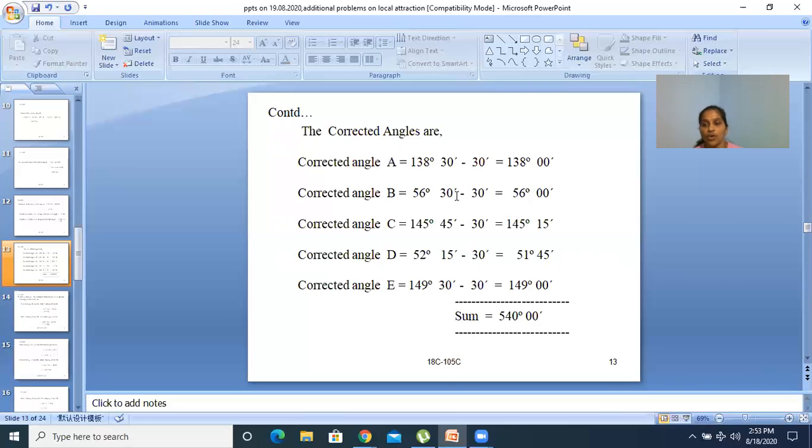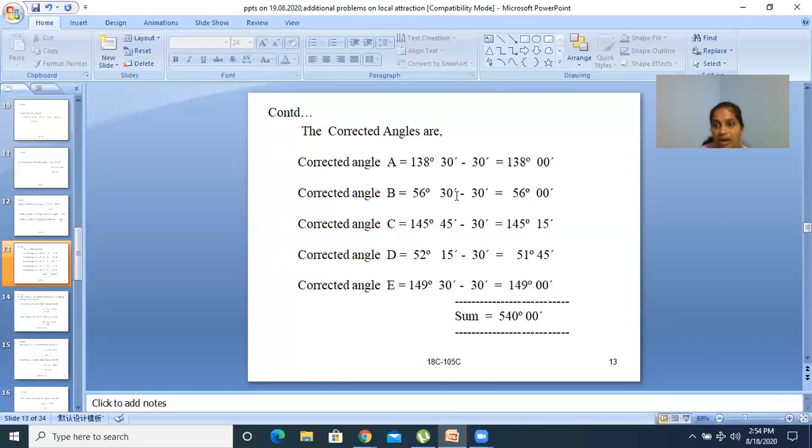Now you can add all the corrected included angles: 138 degrees plus 56 degrees plus 145 degrees 15 minutes plus 51 degrees 45 minutes plus 149 degrees 00 minutes. So the total is 540 degrees. So our check is okay. Likewise, you can correct the angles also.